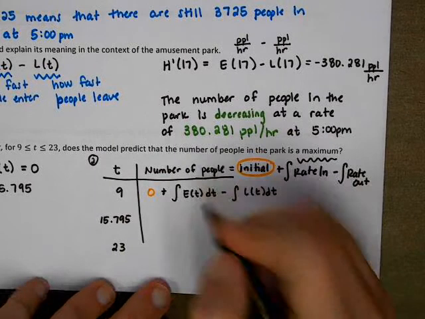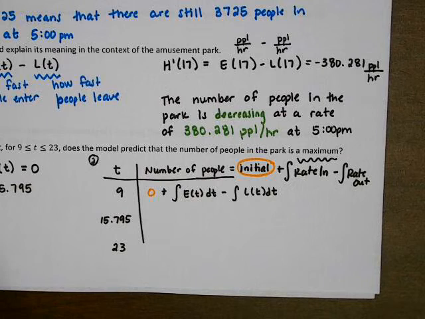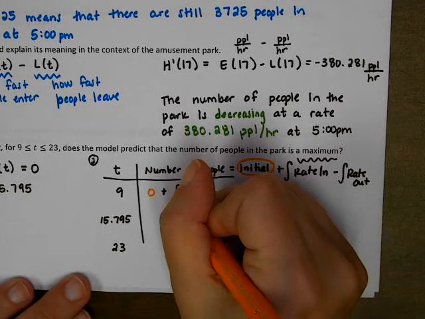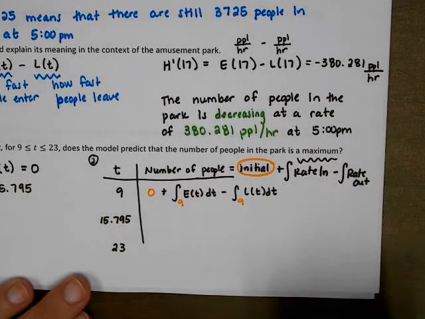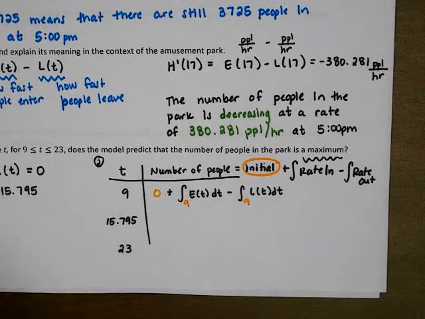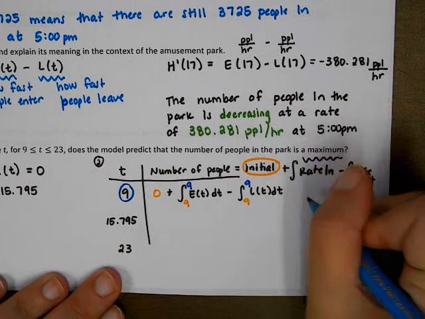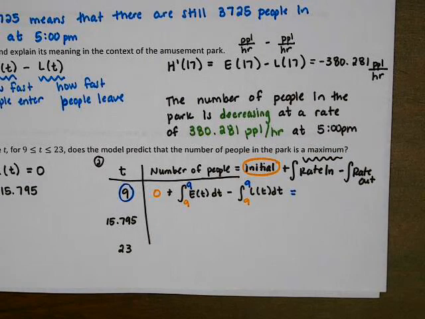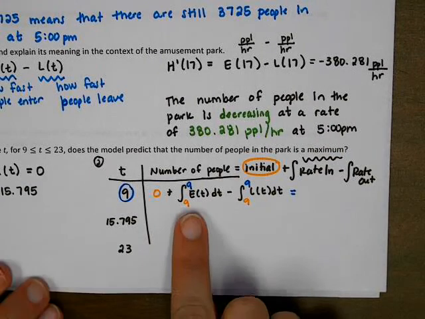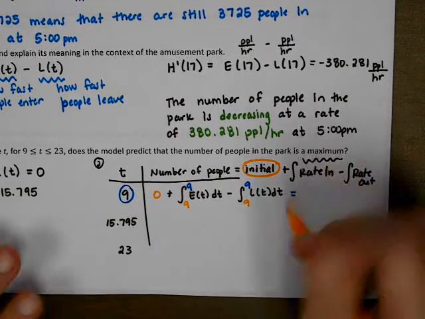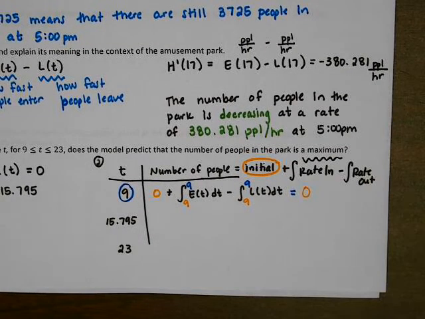And we're going from our original value, which is 9, that's when we're starting, our initial value, to what we're trying to figure out now, which is what's happening at 9. Well, in this case, I'm not even going to bother typing this into my calculator because these are both going to be zeros, so the answer is going to be 0. There's nobody in the park when it opens.